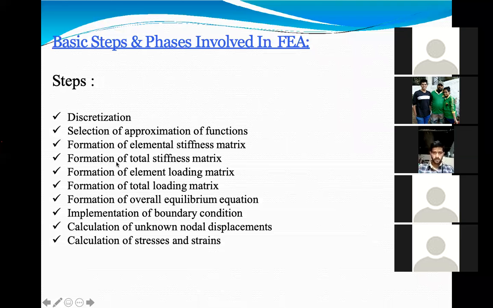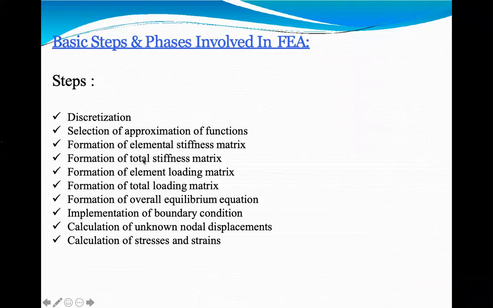So we first form the stiffness matrix, then we combine the stiffness matrices to form the total stiffness matrix. Then we form the element loading matrix, then the total loading matrix, and we prepare the equilibrium equation. Then we apply the boundary conditions and solve it to get the nodal displacement and calculate the stress and strain. With examples, whenever we go into detail, this procedure will be more clear to you.